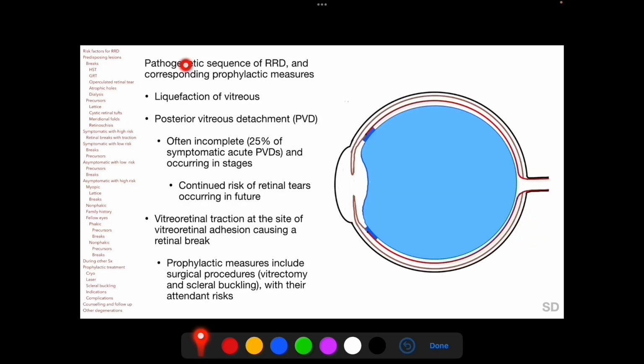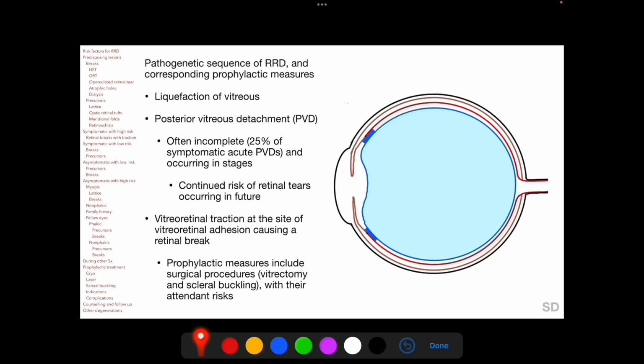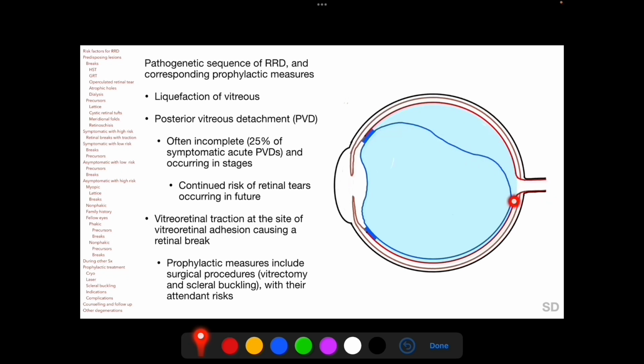The pathogenetic sequence of RRD is as follows. In this diagram, the red line represents the retina, the brown line represents the choroid, and the blue line represents the vitreous cortex. The strongest adhesion between the vitreous and the retina is at the vitreous base, as shown here in this diagram. So the first event in the pathogenesis of RRD is liquefaction of the vitreous. Following liquefaction of vitreous, the posterior vitreous detaches from the retina, and this is called posterior vitreous detachment.